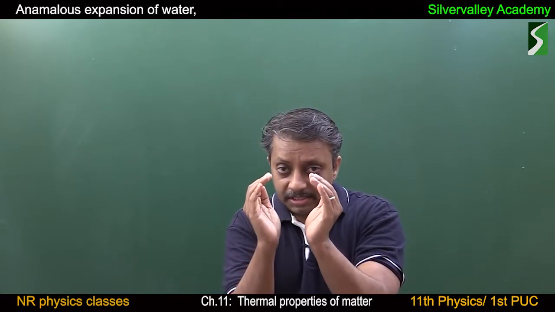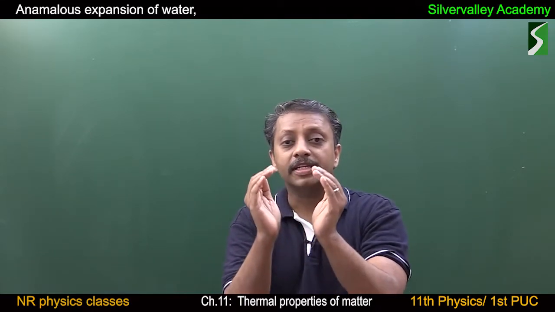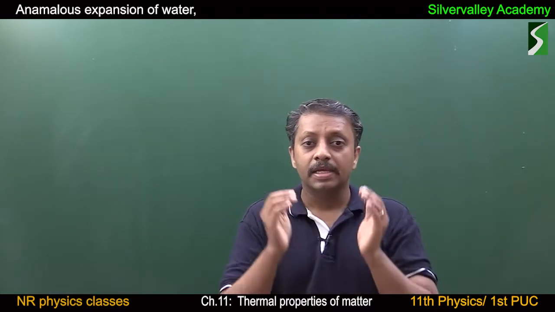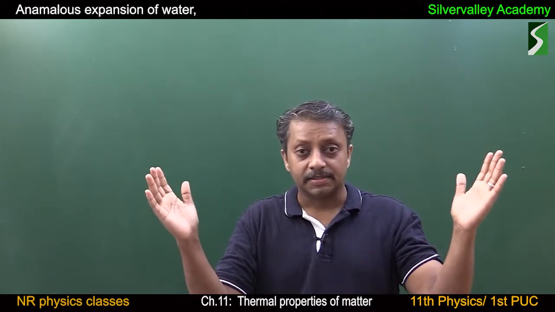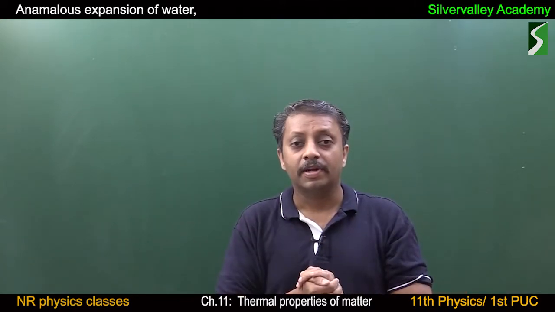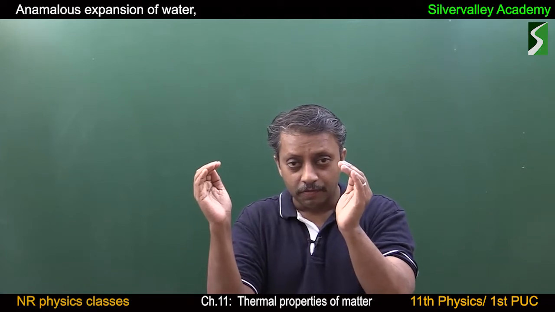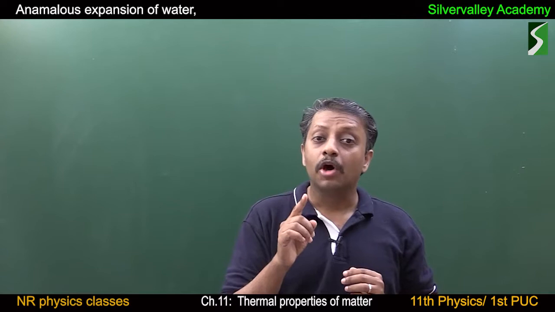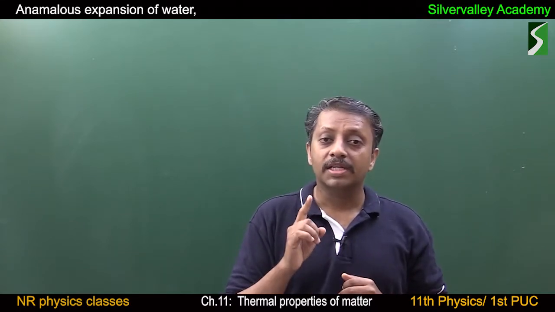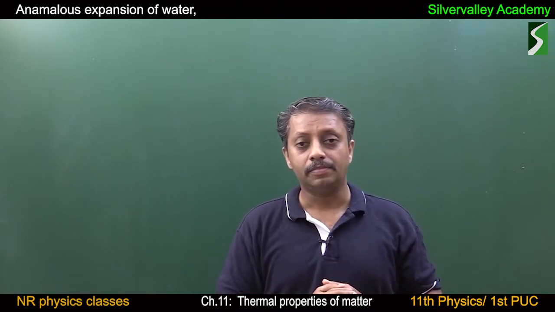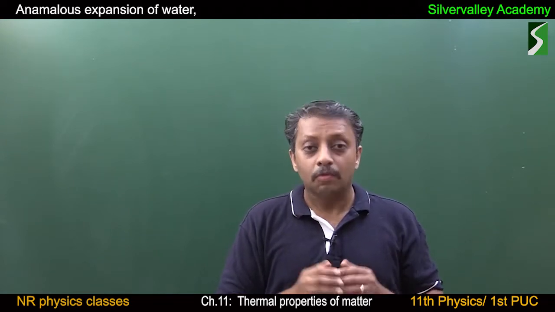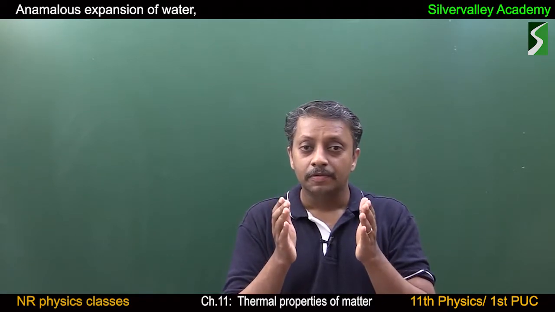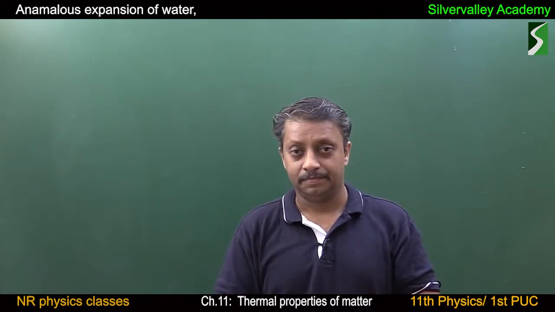Volume first decreases up to 4 degree. After that it increases. In the case of other materials, it just expands. They just expand. Whereas water from 0 degree first contracts and then expands. This abnormal behavior is called anomalous expansion of water. Now, whatever I have explained, let me go through this with respect to a graph.